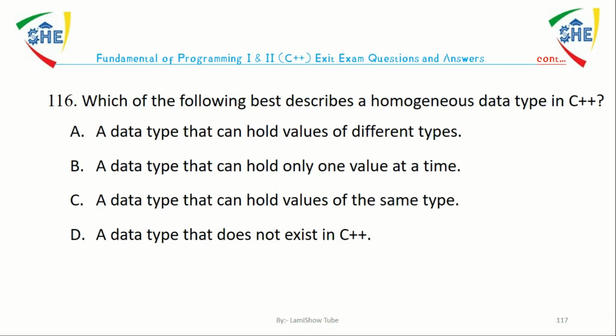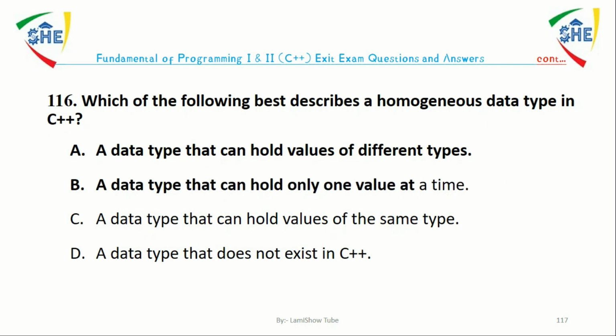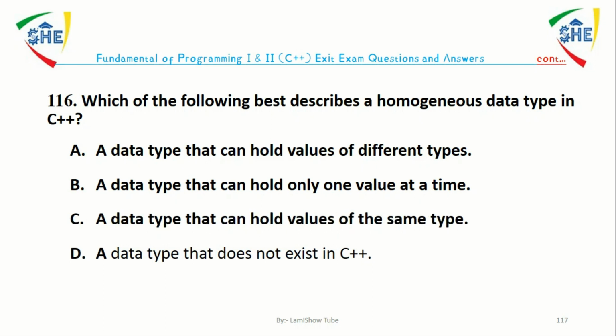Question number 116. Which one of the following best describes a homogeneous data type in C++? A. A data type that can hold values of different types. B. A data type that can hold only one value at a time. C. A data type that can hold values of the same type. D. A data type that does not exist in C++. The answer is C. A homogeneous data type in C++ is a data type that can hold values of the same type, such as an array of integers or a string of characters.